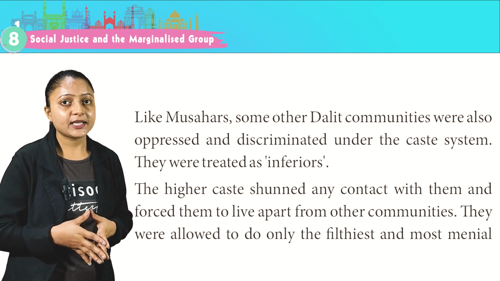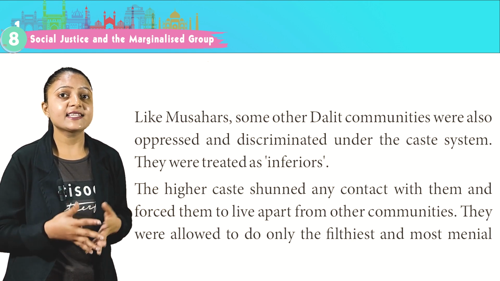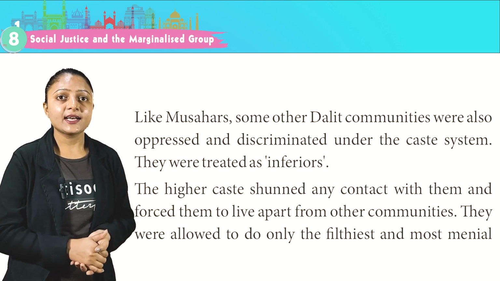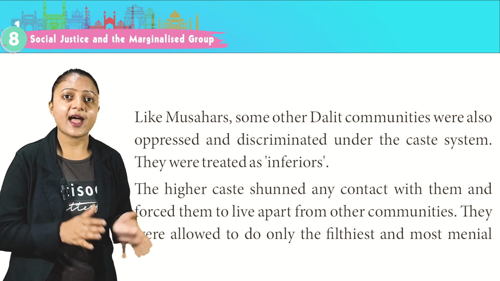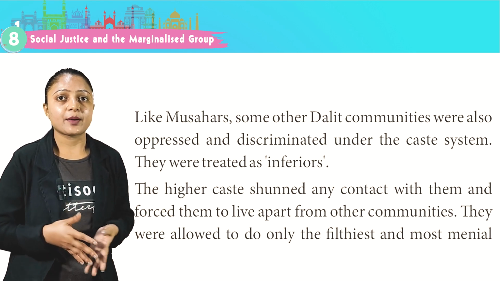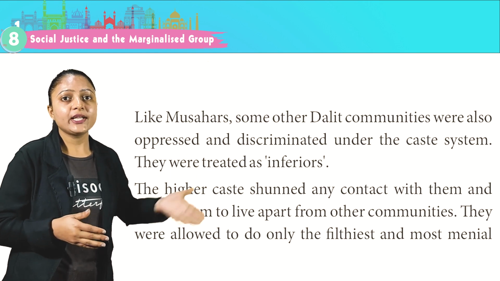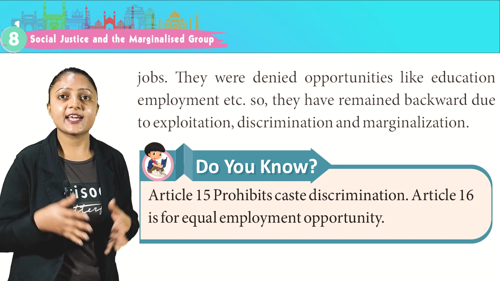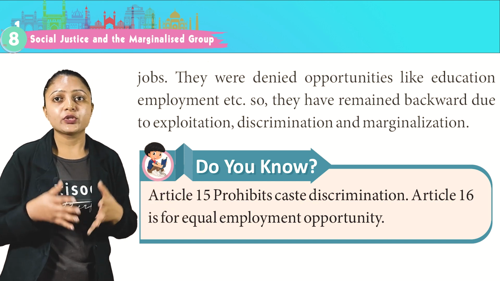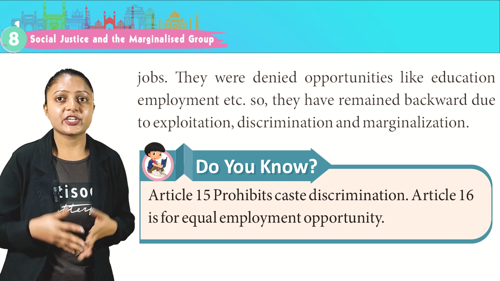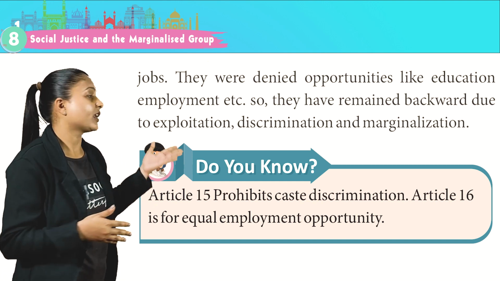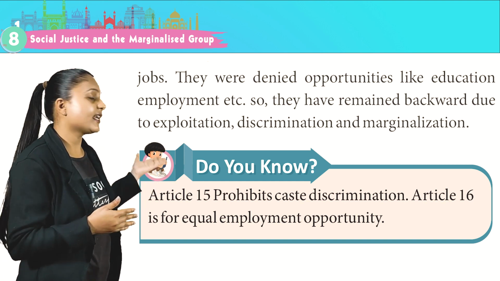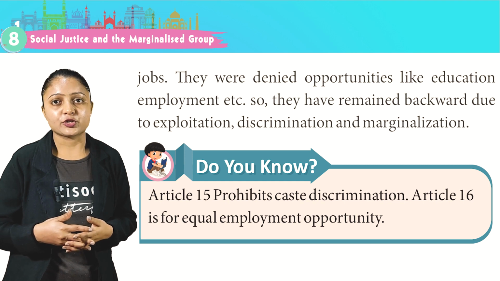Like Musahars, some other Dalit communities were also oppressed and discriminated against under the caste system. They were treated as inferiors. The higher caste shunned any contact with them and forced them to live apart from other communities. They were allowed to do only the filthiest and most menial jobs. They were denied opportunities like education, employment, etc. So they have remained backward due to exploitation, discrimination, and marginalization. Do you know, Article 15 prohibits caste discrimination, Article 16 is for equal employment opportunity.